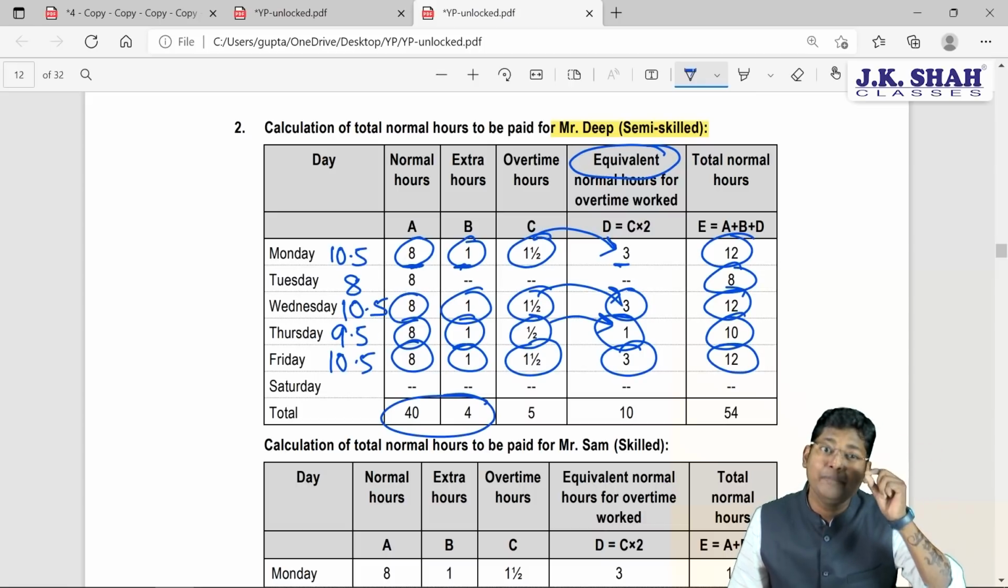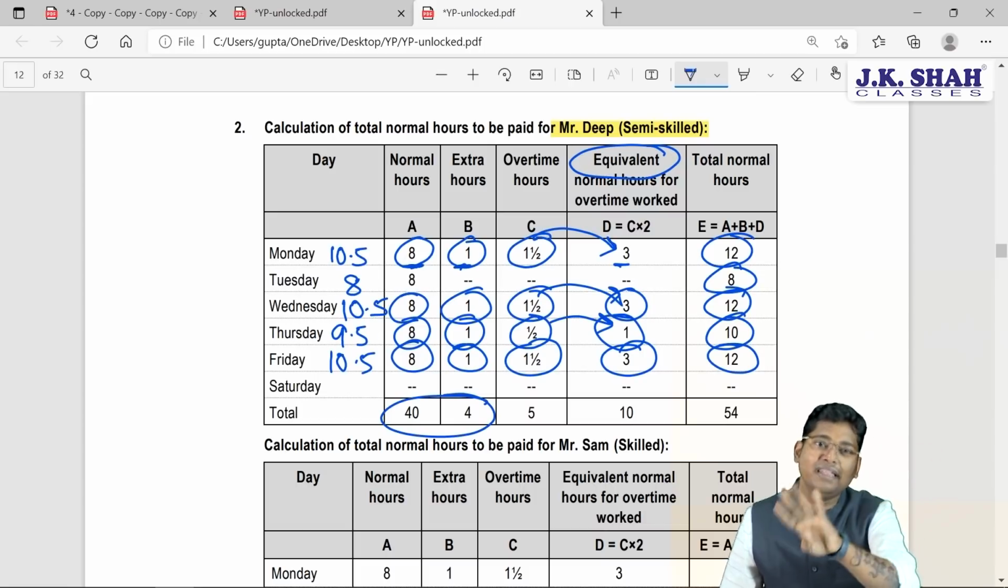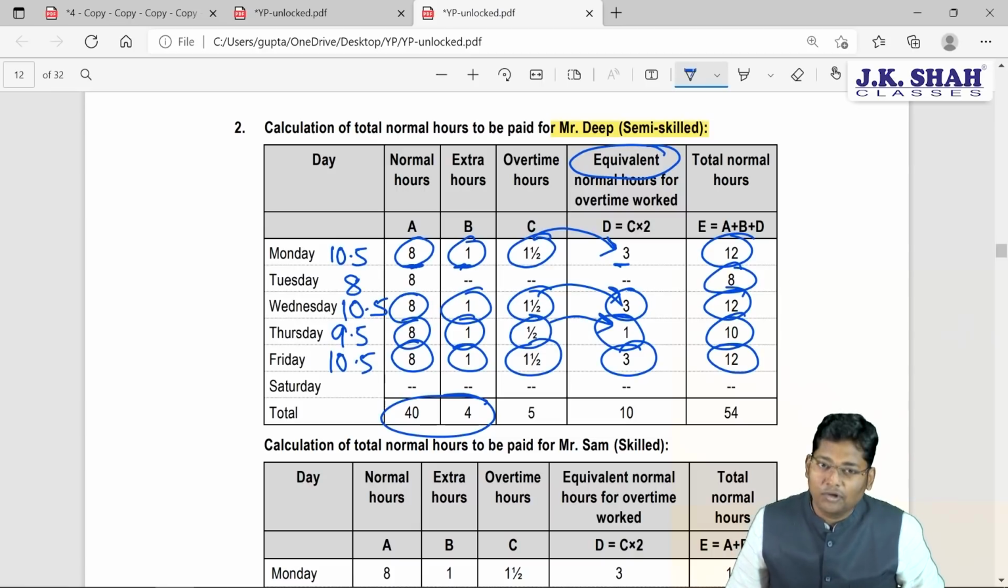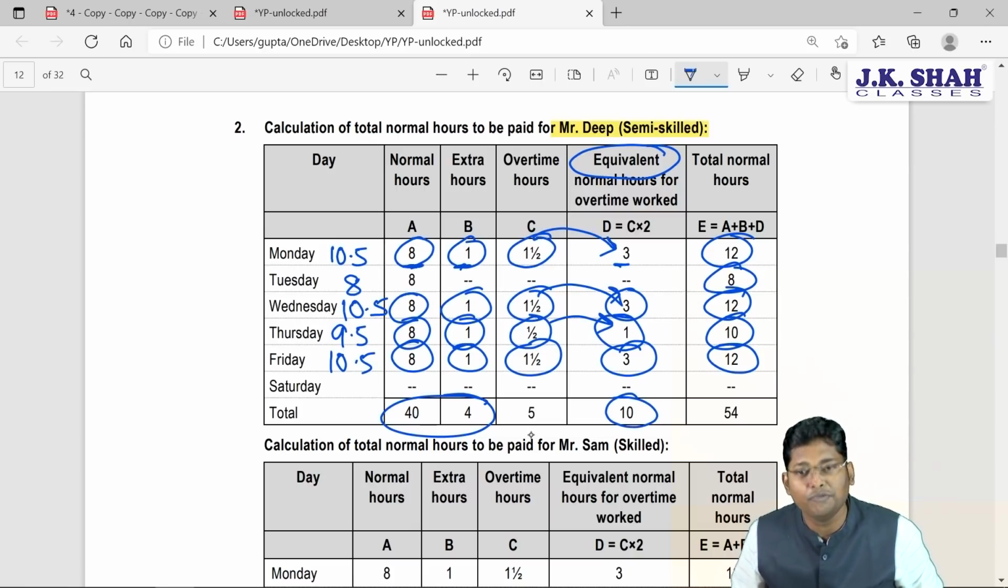What was the limit given? Daily 9 hours, beyond 9 hours overtime. Weekly 48 hours, beyond 48 hours overtime. Here 48 hours is not getting exceeded. But whenever a worker has worked for more than 9 hours, we have taken those extra hours under the overtime calculation. So this 44 hours plus these 10 hours, so actually he has worked for 54 hours only. But we will be making payment for 10 hours. So total payable hours are 54.